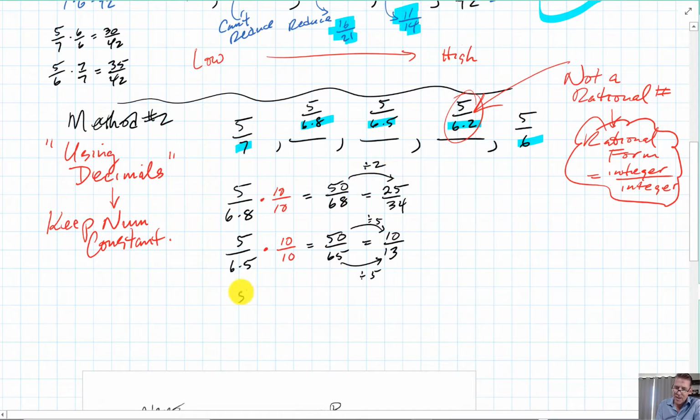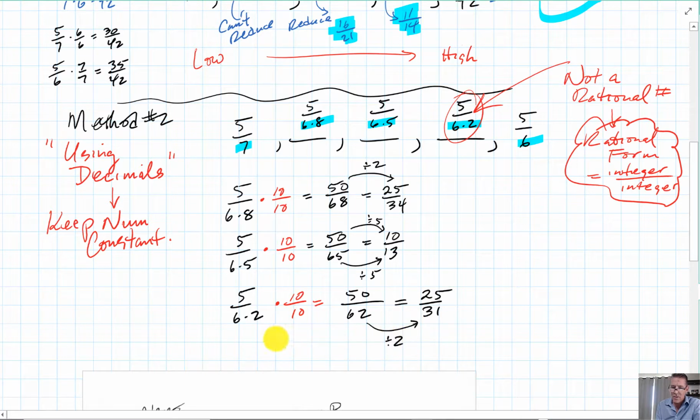Okay, last fraction is 5 divided by 6.2. That's not rational either. So just simply multiply it by 10/10. That will shift the decimal easily, and you get 50 divided by 62. Divide both of these by 2, you get 25/31. So again, I just divide by 2 to reduce fractions.